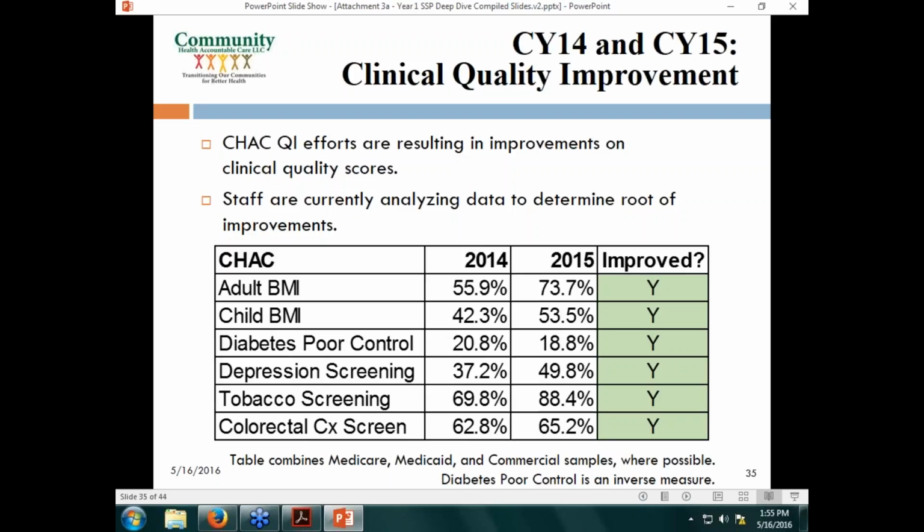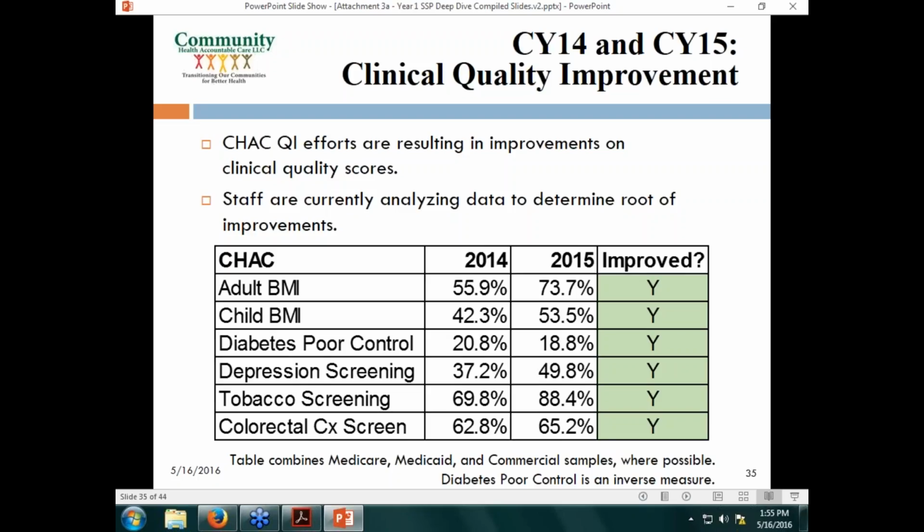Is it that people are, like for tobacco screening, are we just asking the question more, or do we actually have more non-smokers amongst the mix? What is it different for different health centers? What is actionable about that? And so that will be the data roadshow that we're going to be doing this coming summer. So I'm eager to see the results.